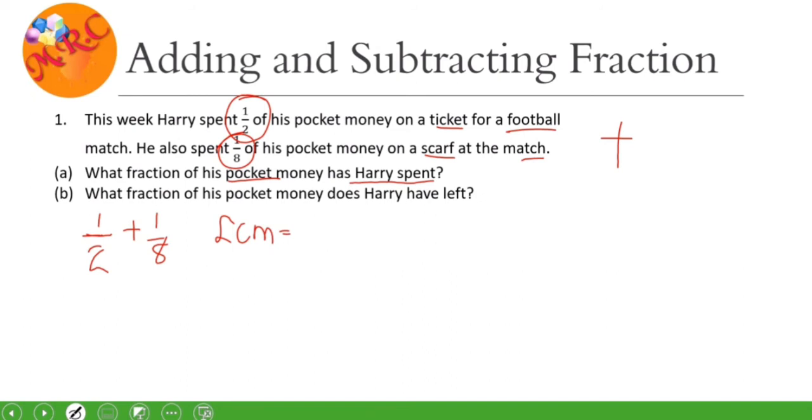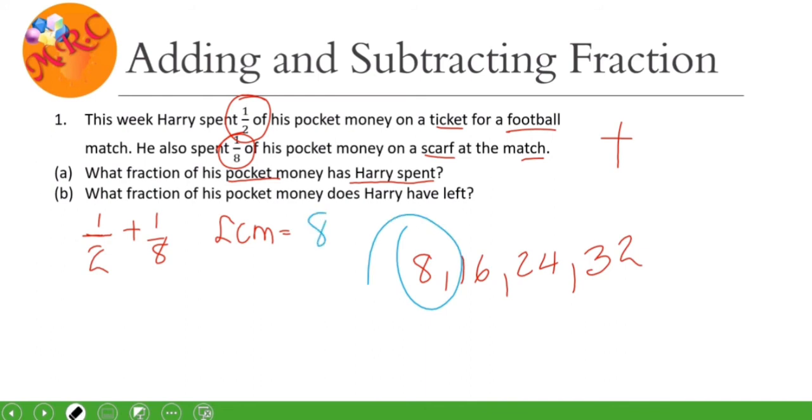Looking at 2 and 8, what are the multiples of 2? 2, 4, 6, 8, 10, 12, 14, 16, 18. What are the multiples of 8? 8, 16, 24, 32, 40. Good. Now let's look at all those multiples for the ones that are common. So far you have heard 8 being common, 16, 24 and 32. All of those are common. Now let's look for the lowest one. The lowest would be 8. So that means our LCM is 8.